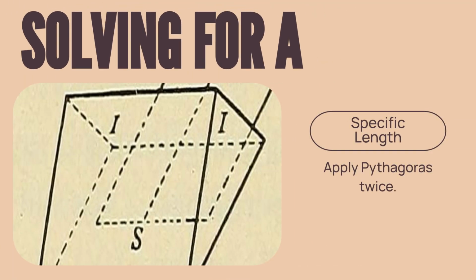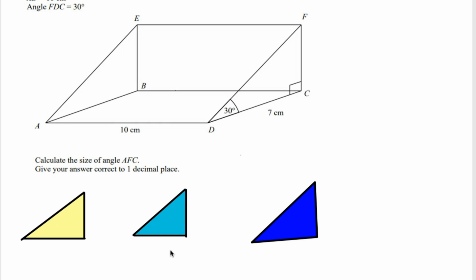By carefully identifying these triangles, you can use Pythagoras to solve for unknown lengths, such as the pyramid's height or the slant height of a face. If you are given an angle, you will have to use SOHCAHTOA to find the missing angle or side. In this example, we have a triangular prism and we have to find the size of the angle AFC.